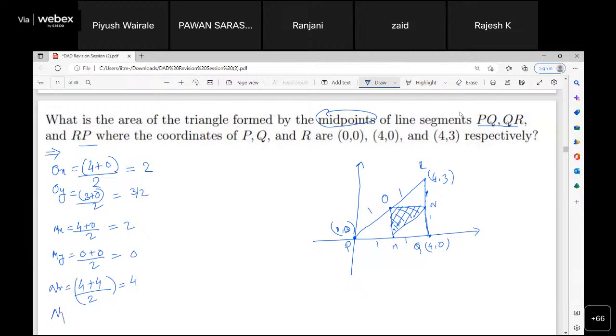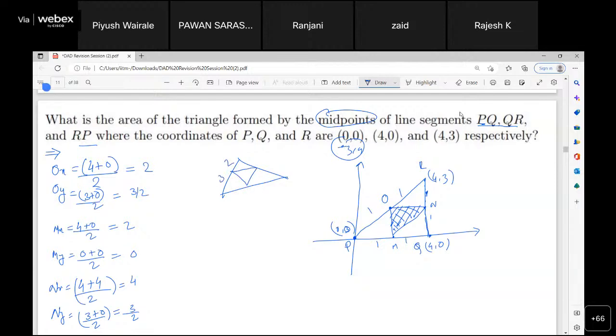And basically N's y will be 3 plus 0 by 2, that is 3 by 2. Okay, so here we can easily find out that this is our rectangle. But suppose we are given minus 3, 4, then in that case your triangle will be like this, right? And suppose segment PQ is divided by point M in the ratio 3:2.